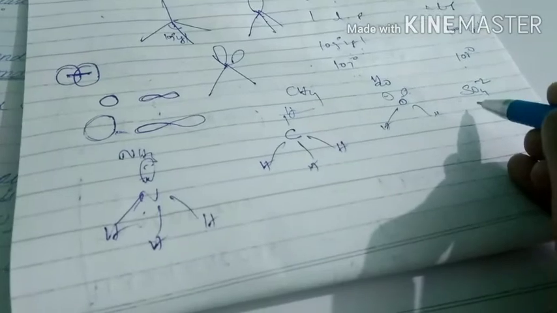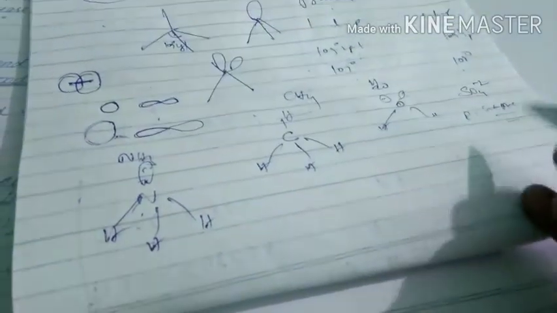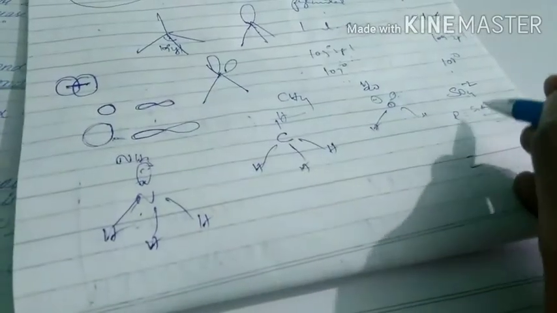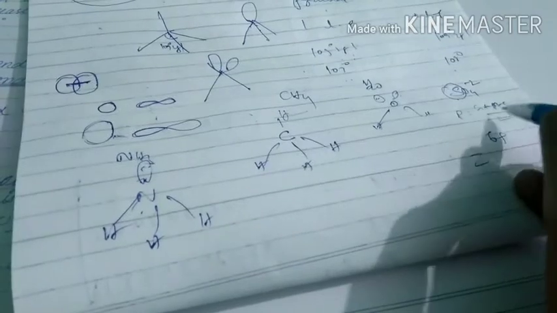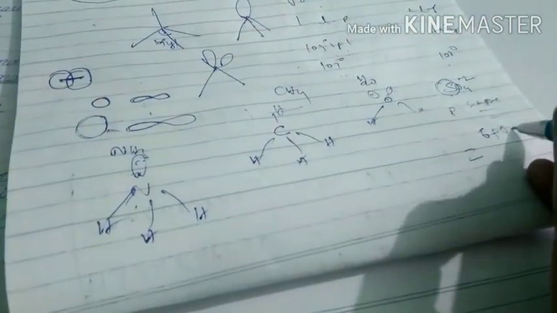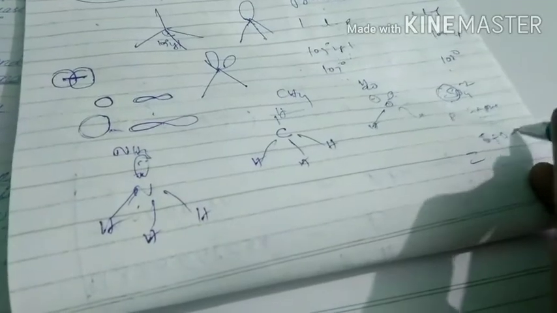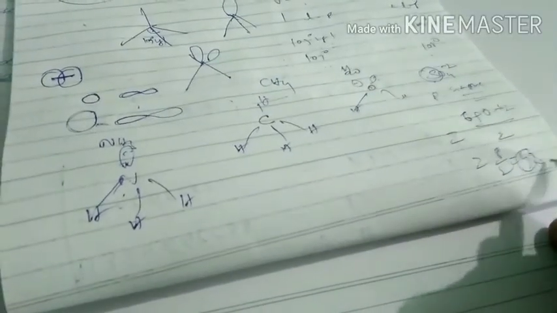Tetrahedral. How can we say that? By using this formula, P equals G plus M minus C by 2. Here, what is the G value? G means the group number of the central atom, which is 6. Monovalent atoms are 0, because oxygen should not be considered monovalent. The charge is minus 2, so minus of minus 2 gives plus 2. That means 6 plus 2 by 2, that is 8 by 2, so 4.